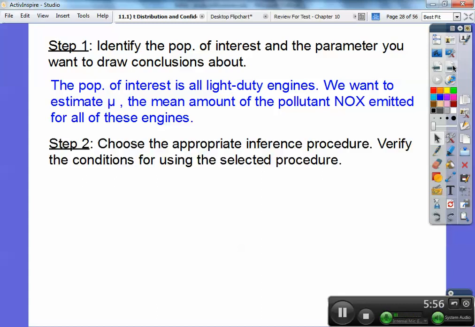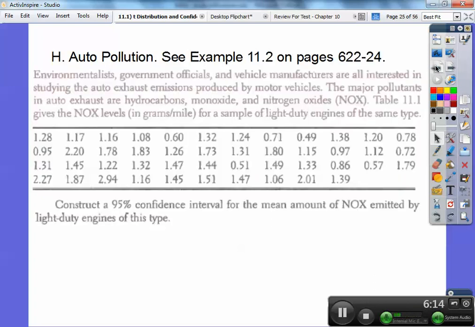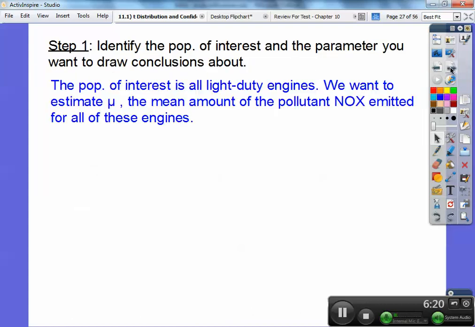Step 2, choose the appropriate inference procedure. Verify the conditions for using the selection. Since we don't know the population standard deviation, that's sigma right here, we're going to use a one sample t procedure to construct a confidence interval. Because remember, back here, it said construct a 95% confidence interval. So we're going to use a t distribution for my confidence interval.